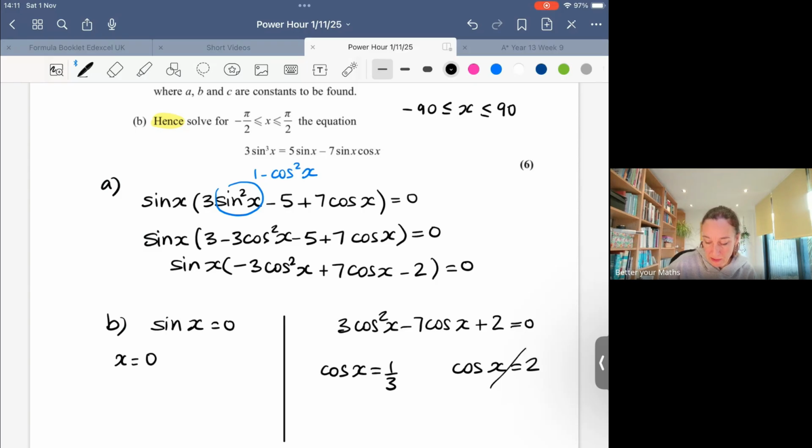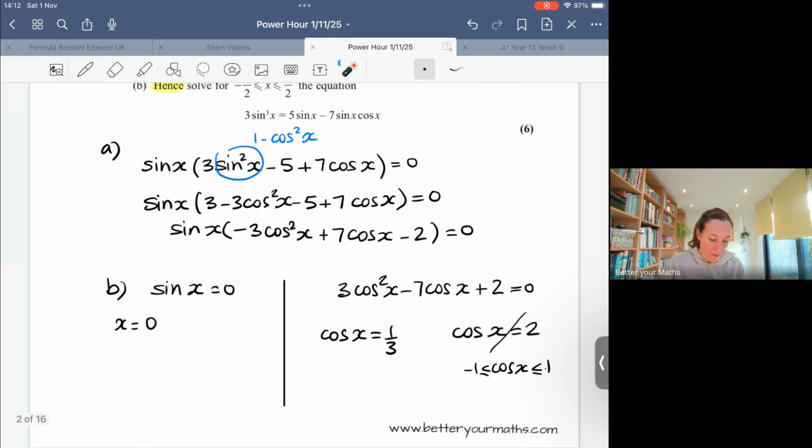This cannot be, because cos is between -1 and 1. You would still write it and then say it's not possible. If you don't remember, when you do cos -1 of 2 in the calculator, it's going to give you an error, and that's why, because cos is between -1 and 1.